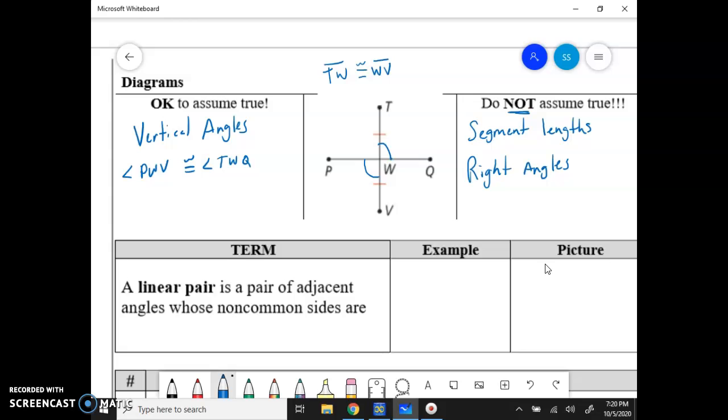Okay? All right, is that the only set of vertical angles here? No, we also have this angle here, TWP, which has to be congruent with VWQ. All right, let's write that out. Angle TWP has to be congruent to angle VWQ. Okay? All right, moving on.